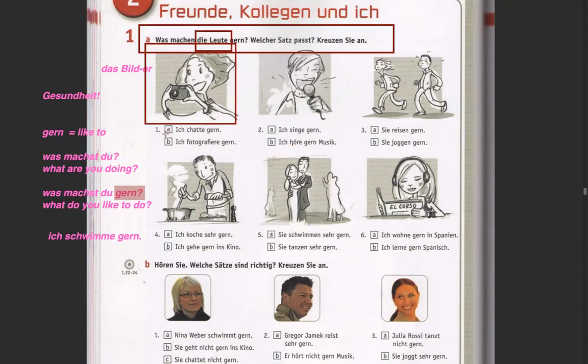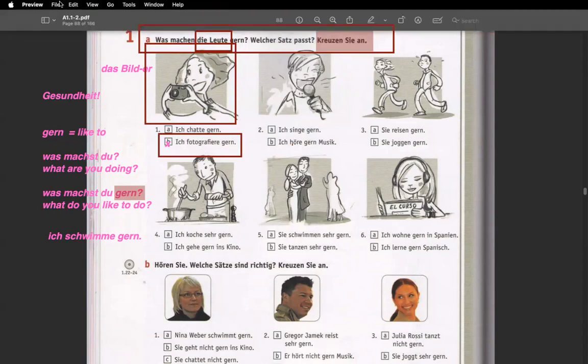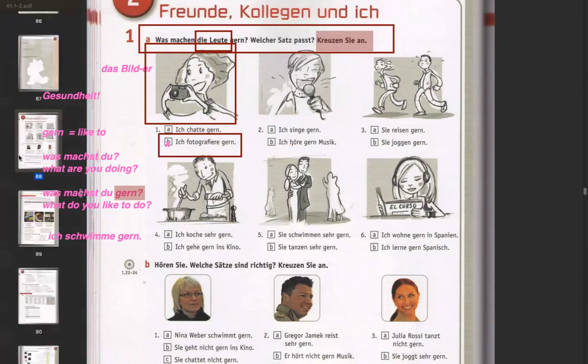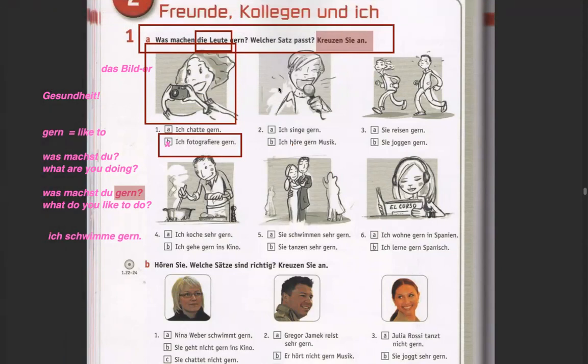Ich fotografiere gern. Photographers. Gern. Say gern. Follow with me. Gern. Gern. Gern. What does Kreuzen mean? Yesterday we did. To cross. Your correct answer. Ja, Kreuz.